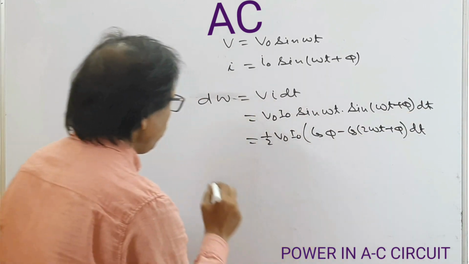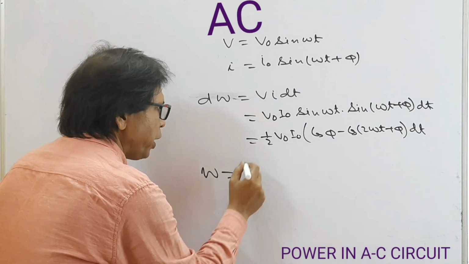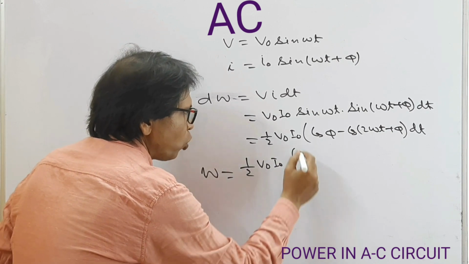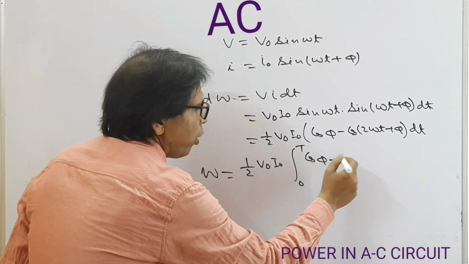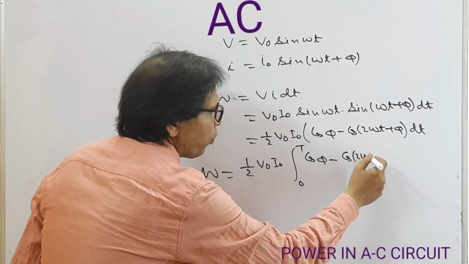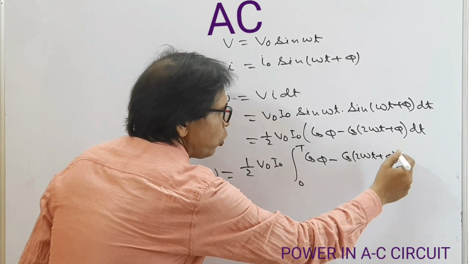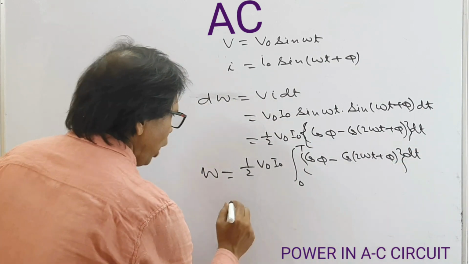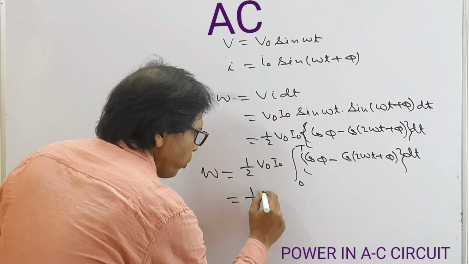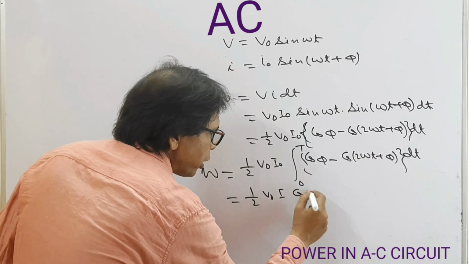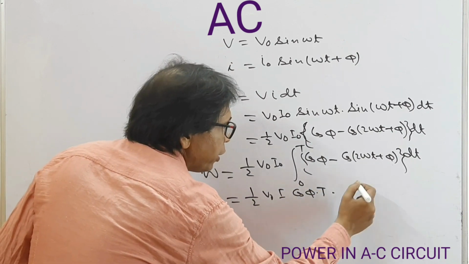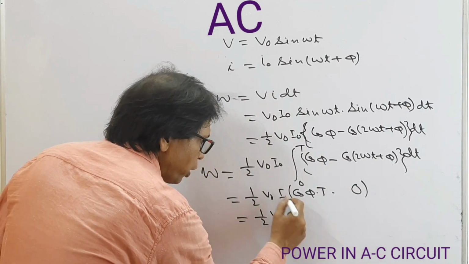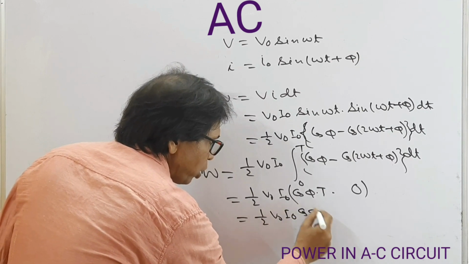Now look at this, the total power in a period. This is half V naught I naught, integral from 0 to T of cos phi minus cos of (2 omega t plus phi) into dt. Now look at this, this equals half V naught I naught, cos phi into T, and the second term is 0. So this is half V naught I naught cos phi into T.